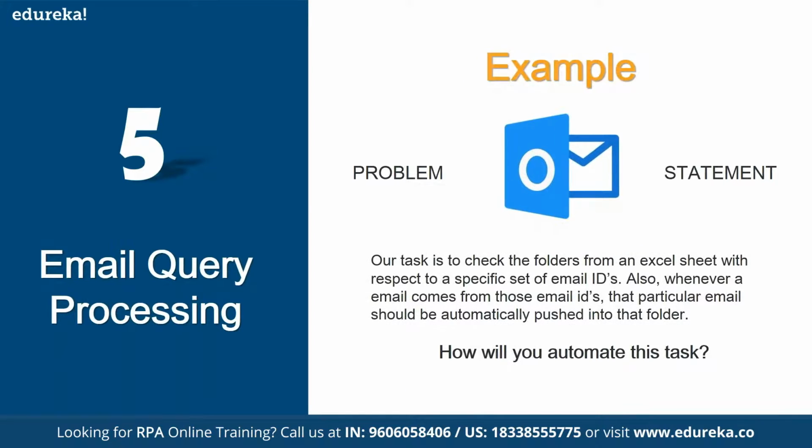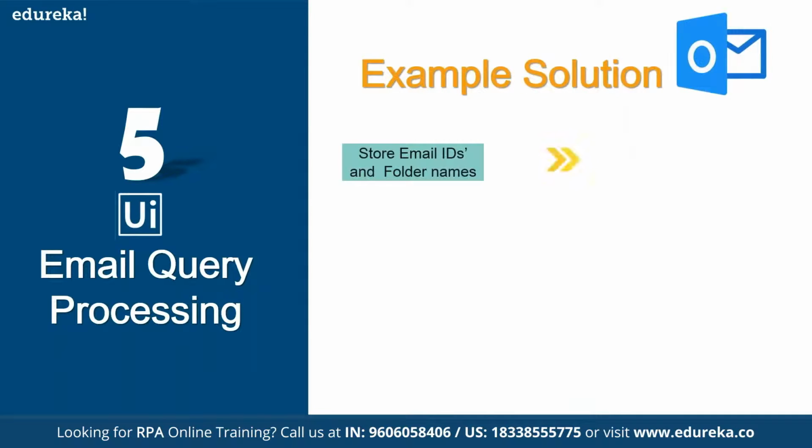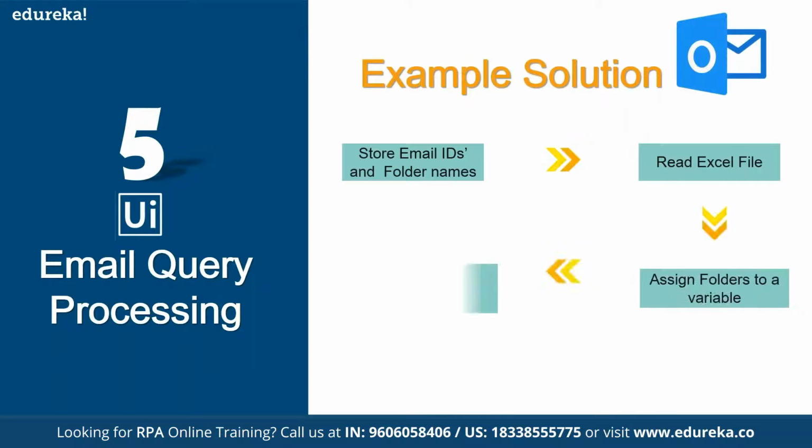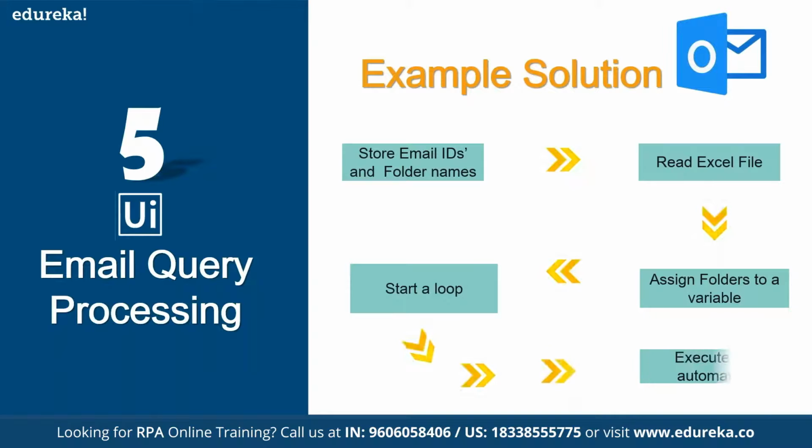Right? How? So this is what it is. Store email IDs and folder names in an Excel and assign this information to particular variables. From this sender, you have to send to this particular folder. So this information again you have to store in an Excel, start a loop and execute the automation.